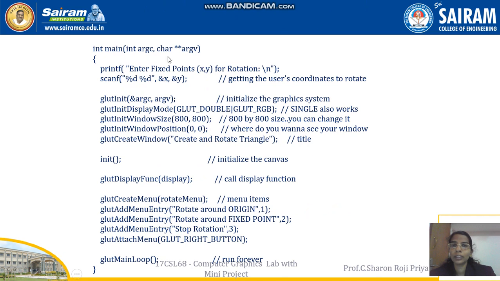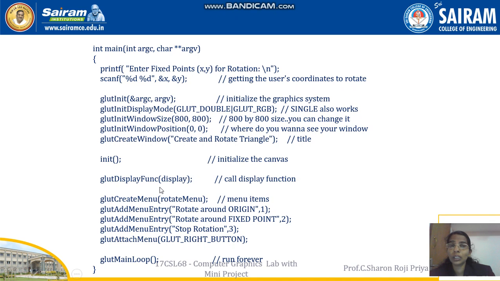Enter the fixed point. You can give any point, and keeping that as the fixed point, the triangle will be rotated. And here in the display mode, either I can have single or double, both will work. And then window size, window position, create a window, and the display function.